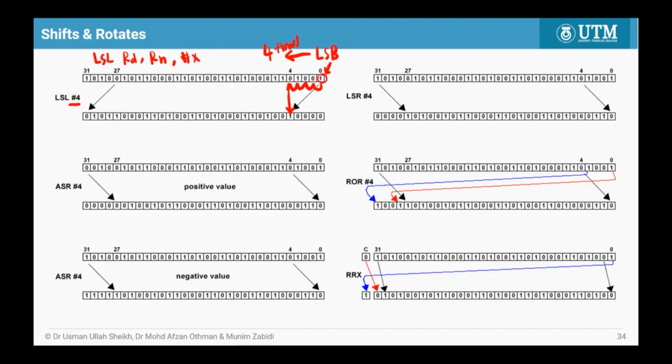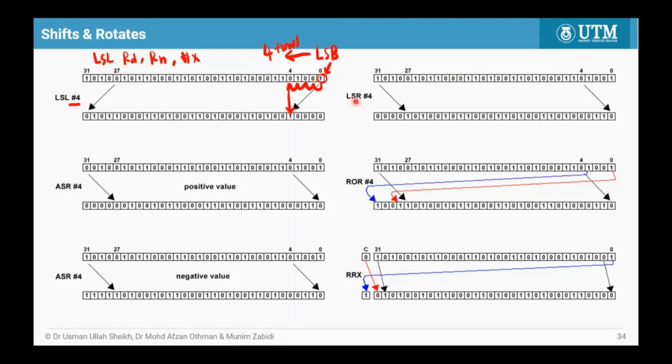Then the rest of the bits here, you also shift to the left 4 times, and this is the final result that you will get. So this is for the LSL. Then we have the LSR, which stands for logical shift right.